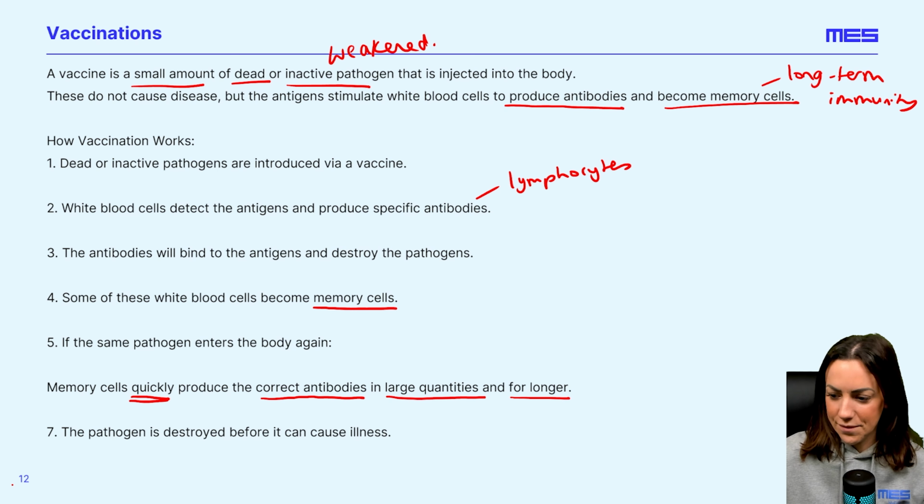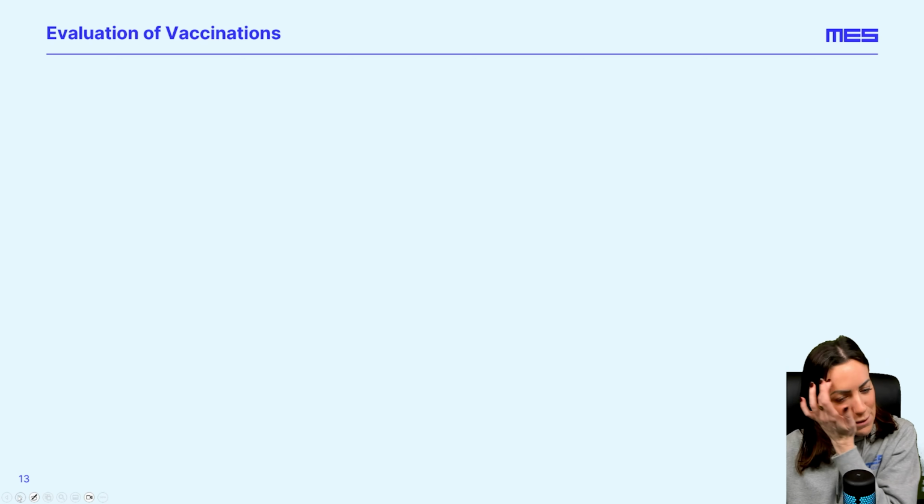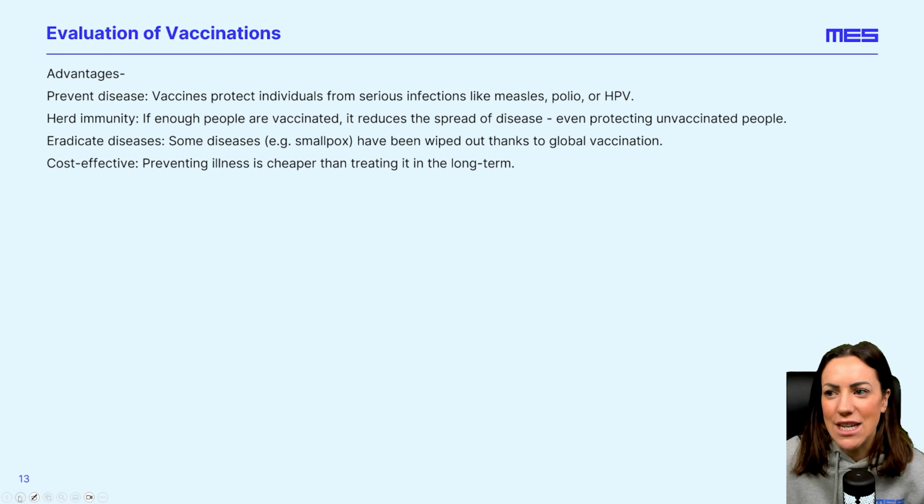Okay, so let's move on. Let's think about evaluation of vaccination. So the pros, the benefits, and the potential cons or limitations. So advantages obviously massively outweigh any disadvantages. Vaccinations are used to prevent disease. So they protect individuals from really serious infections that could be life-threatening, such as measles, polio, or HPV.